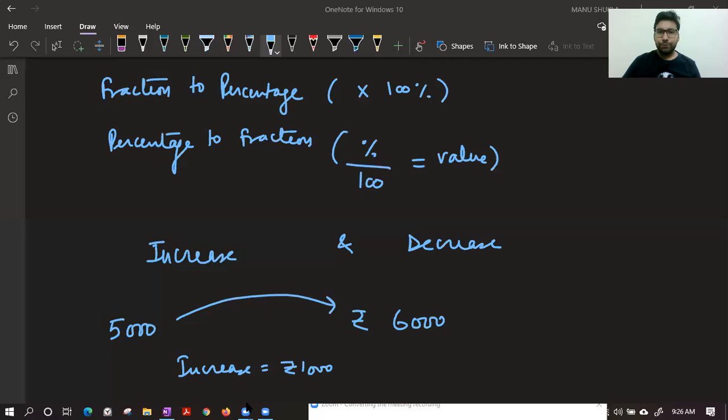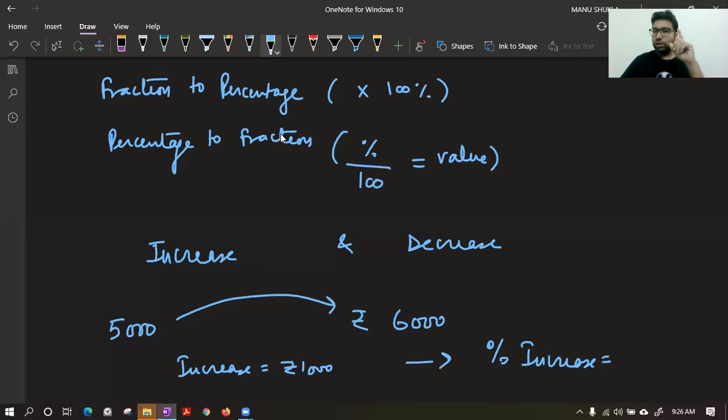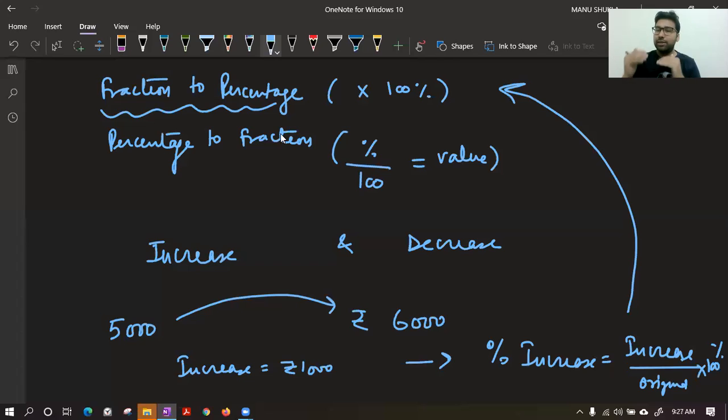So you will see how to find percentage increase. Very easy. To find percentage increase, first you make the fraction, as we have seen. Same thing. First make the fraction, and the fraction can be made very easily: increase upon original salary into 100. That's it. Whatever we have learned earlier, we are using the same thing.